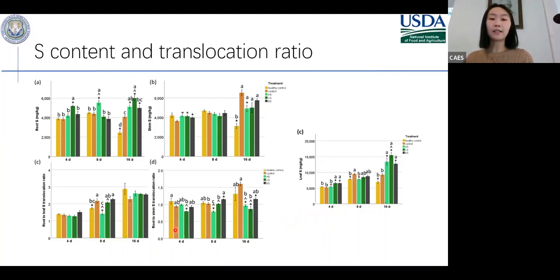And from the translocation rate, we can see that the bulk sulfur showed a different trend compared with the nano and coated nanosulfur, which may indicate a different uptake or translocation mechanism of the sulfur.